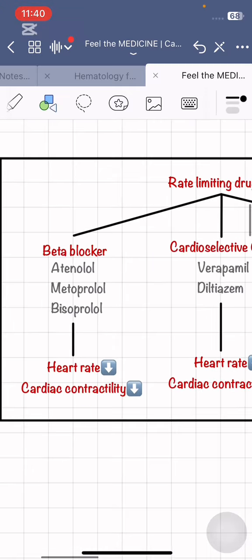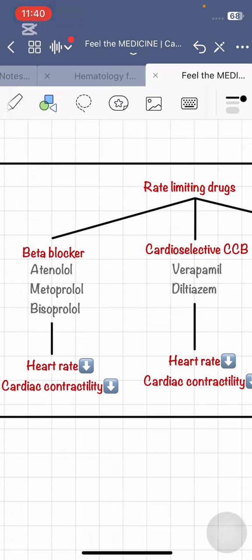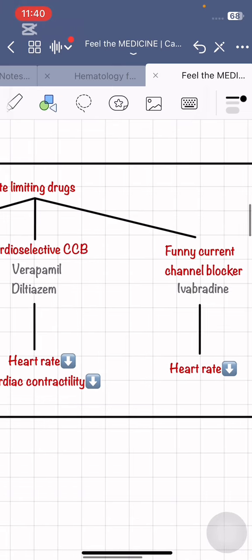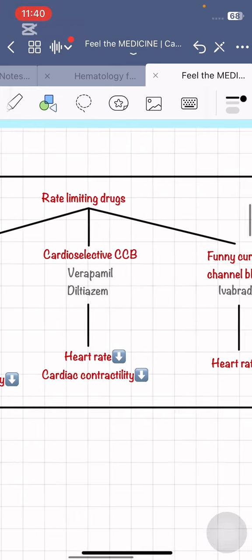Today we'll try to know a basic difference among beta blockers, cardioselective calcium channel blockers, and funny current channel blockers. All of these drugs can reduce the heart rate, but there is a basic difference between beta blockers and cardioselective calcium channel blockers and the funny current channel blockers.